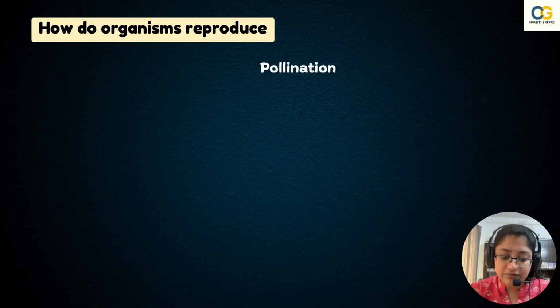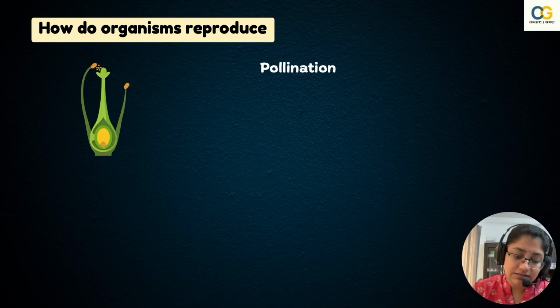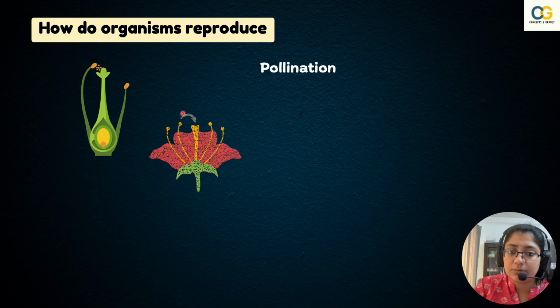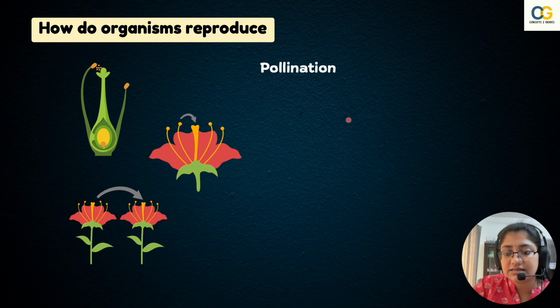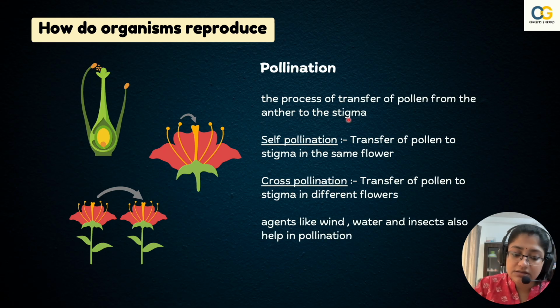So inside the flower, what happens is, first, from the anther, the pollen grain falls onto the stigma. Now this process is called pollination, and it can occur multiple ways. From the same flower, in the same anther it can fall, or it can fall from another flower of the same species. So the process of transfer of pollen from anther to the stigma is called pollination.